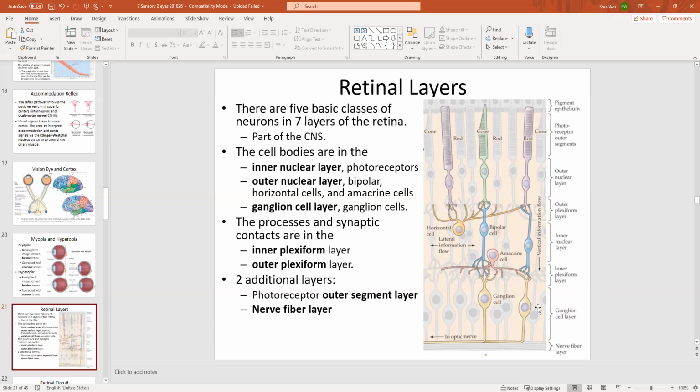We have actually four non-nuclear layers, including the outer segment layer, outer plexiform, inner plexiform, and the nerve fiber layer. This nerve fiber layer is the axons of the retinal ganglion cells. So in summary, in the retina we have three nuclear layers and four non-nuclear layers.